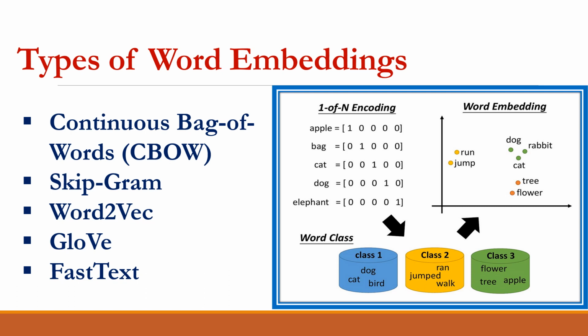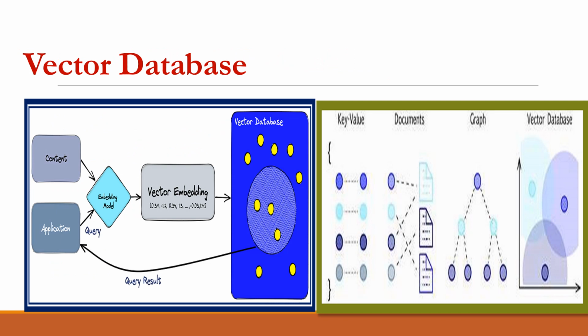So in summary, there are several types of word embeddings, each with its own strengths and applications, and these embeddings allow models to understand the meaning and relations between the words in a language. So let's explore vector databases now.